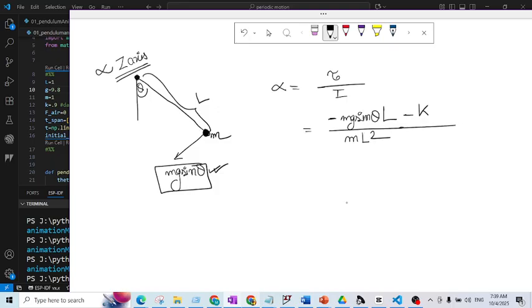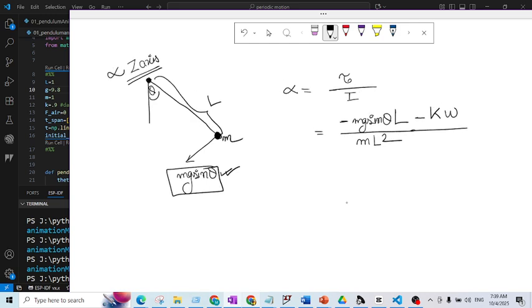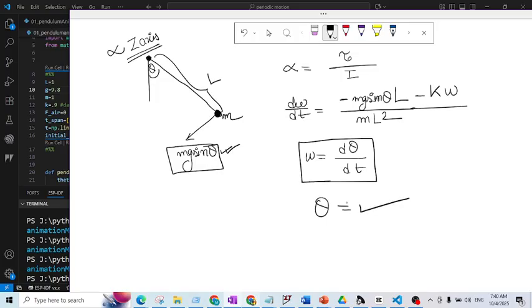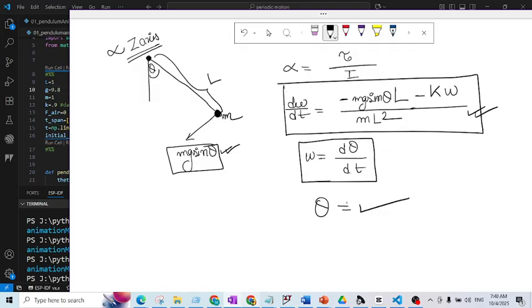Okay, so another is damping. It has a damping coefficient, that's k, and damping always acts opposite to the velocity, that is omega. So alpha can be written as d omega by dt. Now what is omega actually? Omega is simply d theta by dt. Okay, so we have to find theta. So we have some equations: d omega by dt, and d theta by dt is omega.